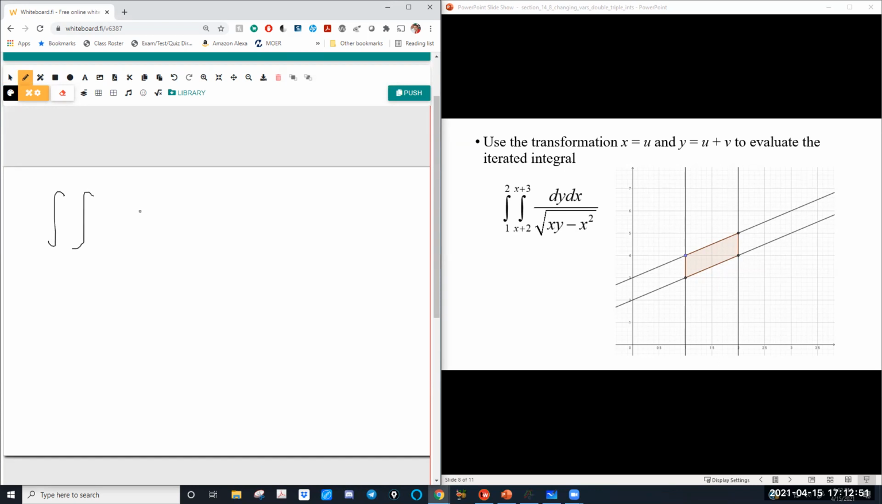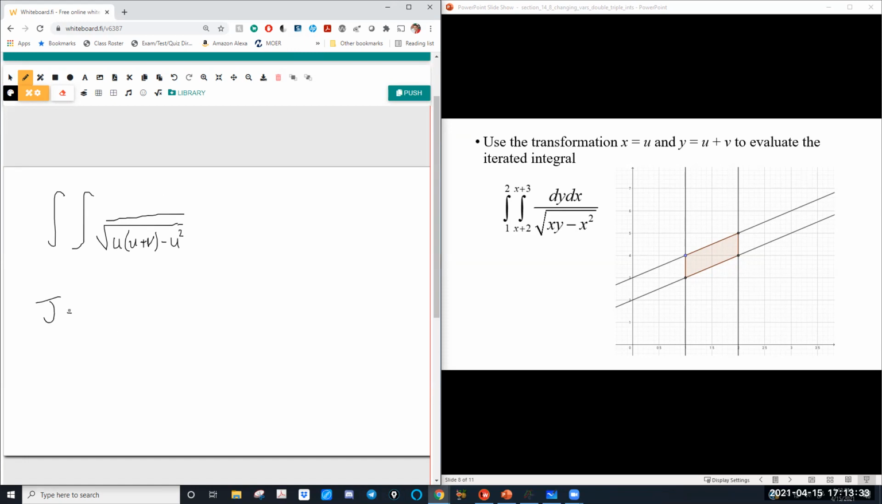So this will be our integral where we want to end up. So what we do is we replace x with u. So this becomes u times u plus v minus u squared. All right, and then we'll put our Jacobian up here, and we'll talk about our order of integration as we change that over. So let's do our Jacobian next, and then we'll do the limits.